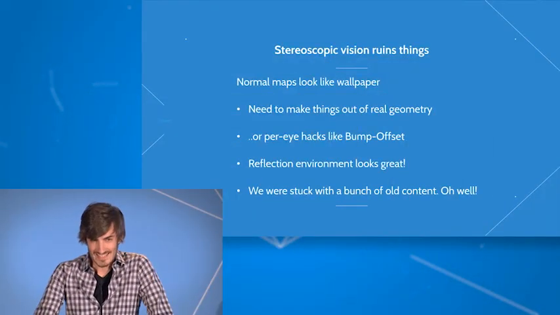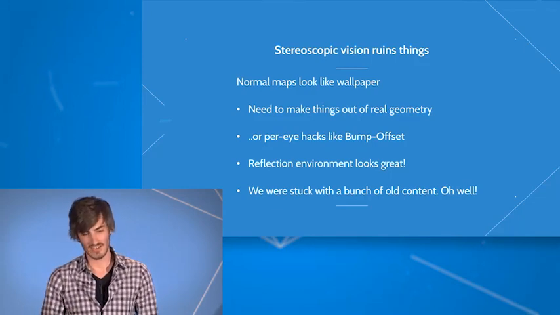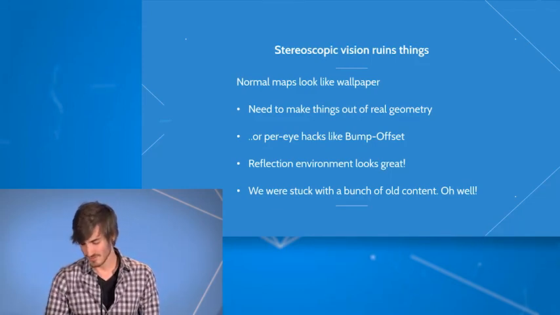Stereoscopic vision ruins things. Normal maps look like wallpaper. They don't look the same as they used to. There's this whole visual language of graphics rendering stuff that we've used over the last few years that no longer works, so we have to build things out of real geometry. Some things do work really well. Bump offset works surprisingly well since it works per eye, and the reflection environments look great since that's calculated per eye. The one caveat to normal maps looking like crap is that they actually interact really well with the reflection environment.